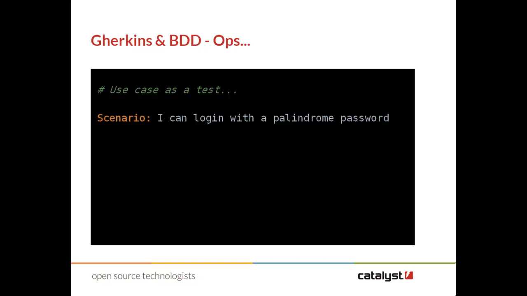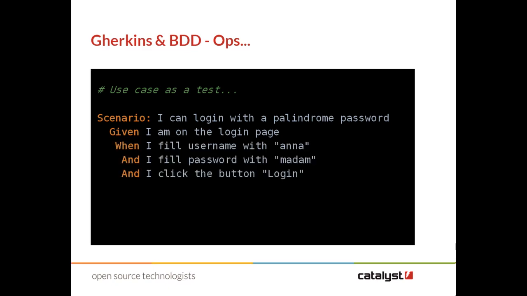Now, back to gherkins and BDD, let's write in plain English the use case as a test before we start writing any code. So, given I am on the login page, when I fill my username with Anna and password with Madam, which are both palindromes, and I click the login button, then I should be on my dashboard.